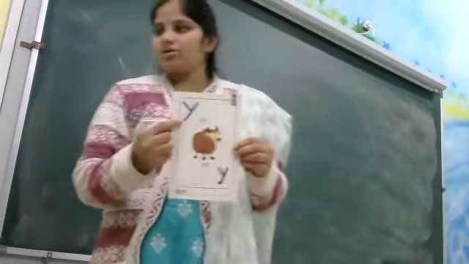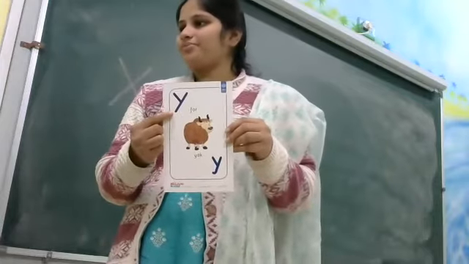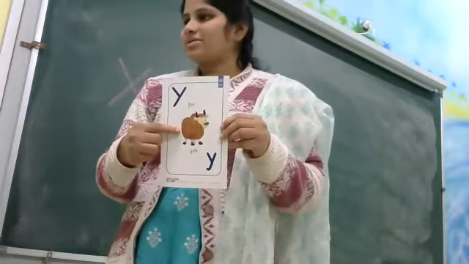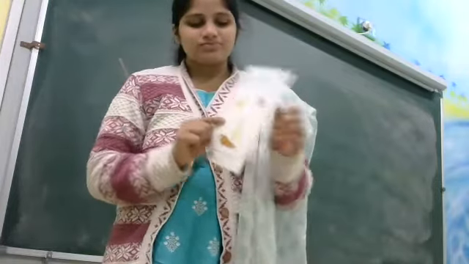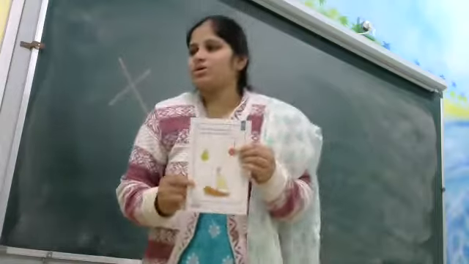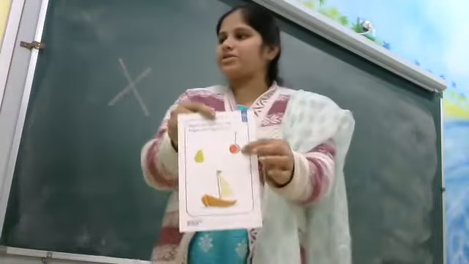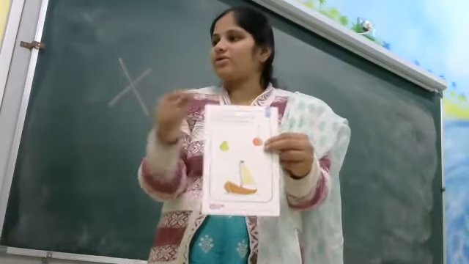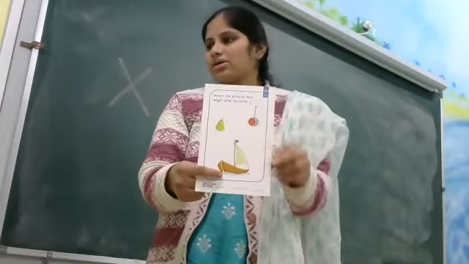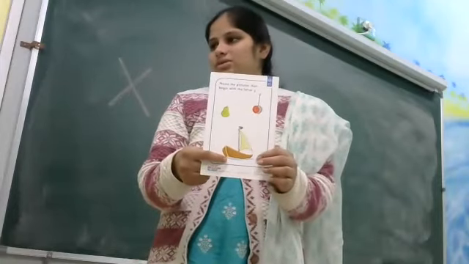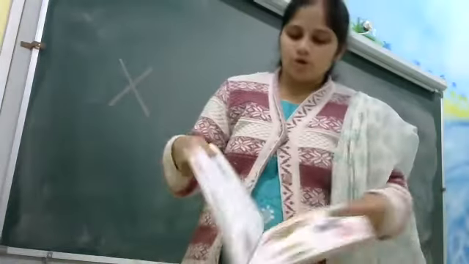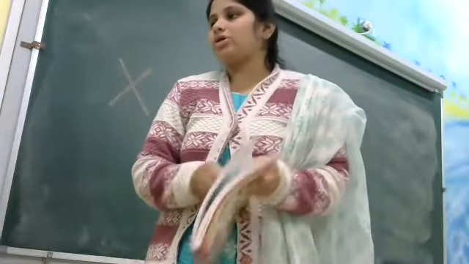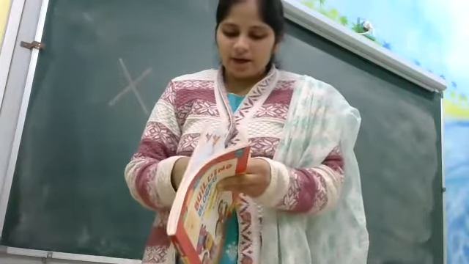Y for? Y for yo-yo. See? Y for yo-yo. It is a plaything. Y for yak. Yes, so this is letter Y. Now we are going to learn more words. We just started with the letter Y.